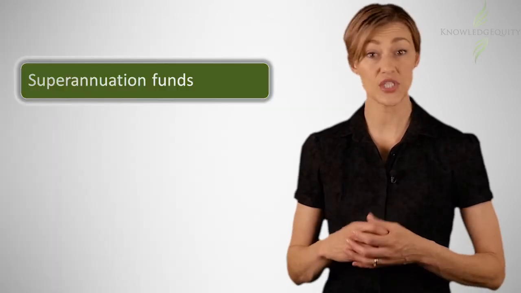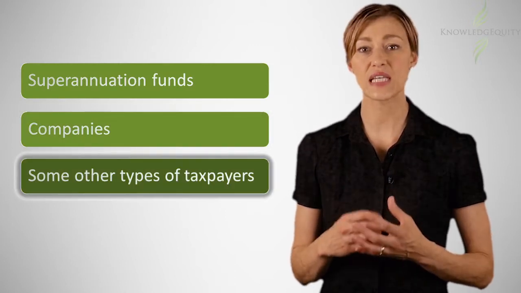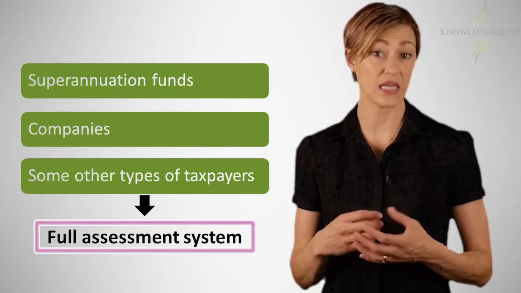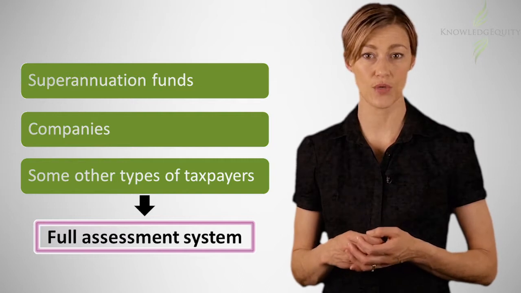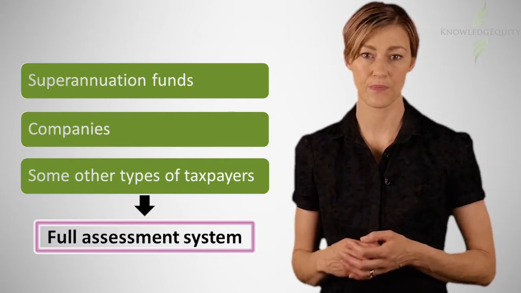For superannuation funds, companies and some other types of taxpayers, the self-assessment system is a full assessment system. This means that the initial assessment will be automatically based on what is in the tax return, and the tax office will not substitute its own figures.